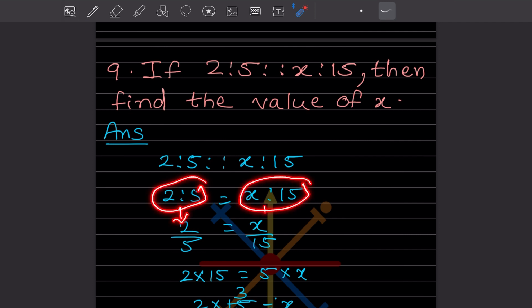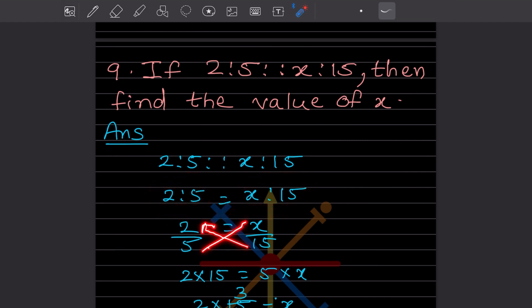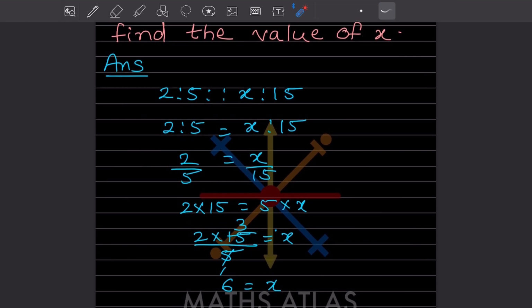I'm going to divide x by 15, and this is equal to as it is. Now what will I do? I will cross multiply here. So 2 into 15, what goes across? This will go there, right? So 2 into 15 is 5 into x. This is what I wrote. Now 2 into 15 is the left hand side and this is your right hand side. Now what will you do? Left hand side as it is.